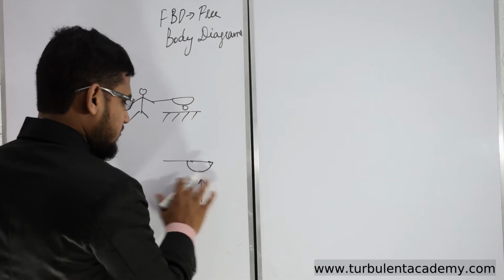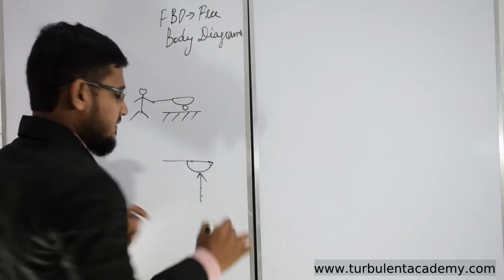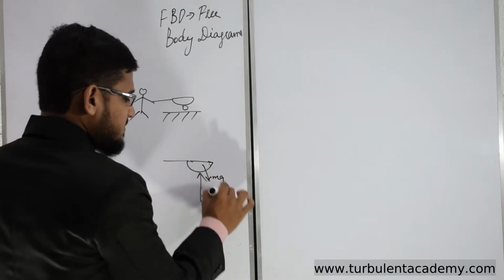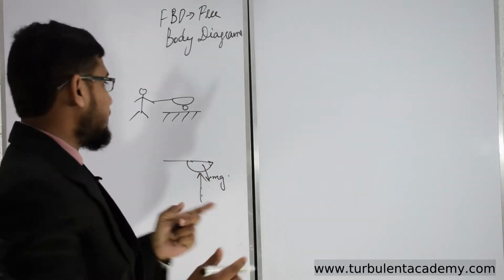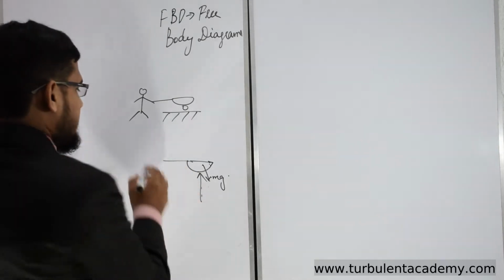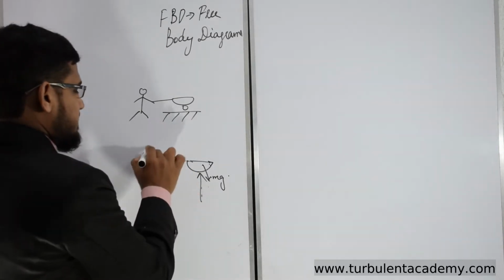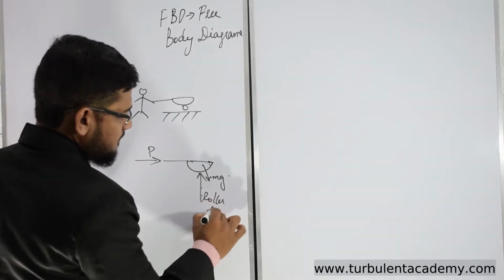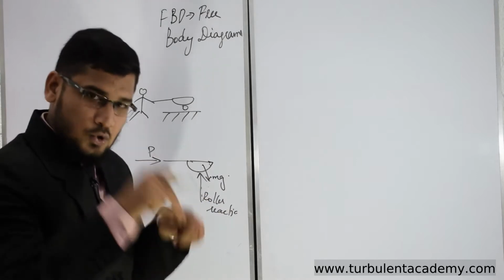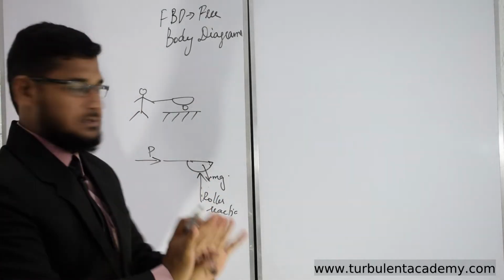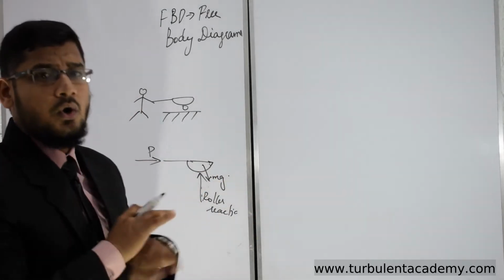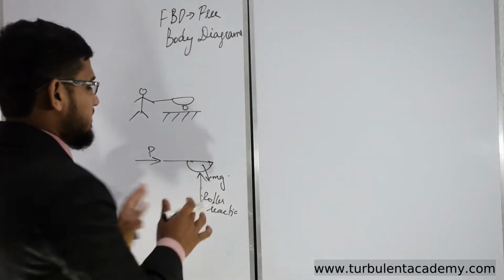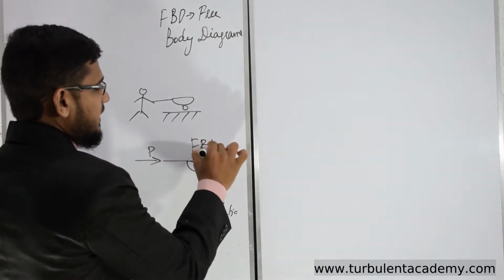We can show just the vertical reaction, and it has its own weight, which is mg, and the man is pushing. So that force, which is P, for example. Now we have the roller reaction, the trolley's own weight mg, and one man pushing. So we took out all the forces associated with this trolley. This is known as a free body diagram.